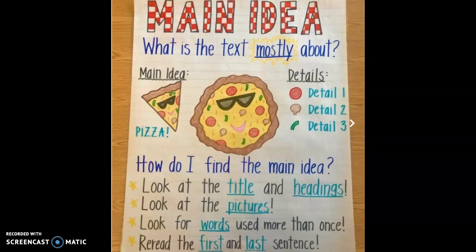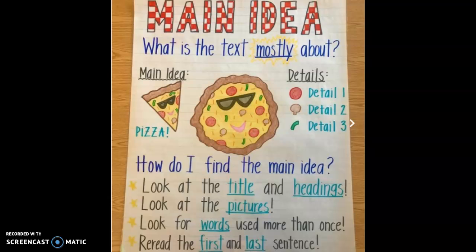Another way to find the main idea is to look at the pictures and captions. Because again, going back to text features, our pictures have captions that tell us what is in the picture. This picture can help us figure out what the information in the text is giving us. The third way to find a main idea is to look for repeated words that are used more than once, words that are said over and over again. If the author is writing it over and over again, then it must be important. It is going to potentially give us our main idea.